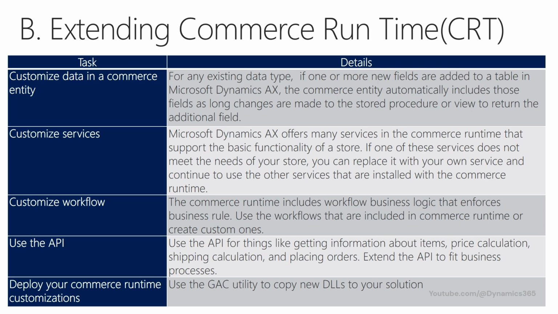Customized workflow. Commerce Runtime includes workflow business logic that enforces rules for your business. You can use the workflows that are included in the Commerce Runtime or create your own. You can use the API for things like getting information about items, price calculation, shipping calculation, or placing orders. You can extend the API to fit your business processes. After you customize the functionality of your store in the Commerce Runtime, use the GAC utility to copy new DLLs to your solution.